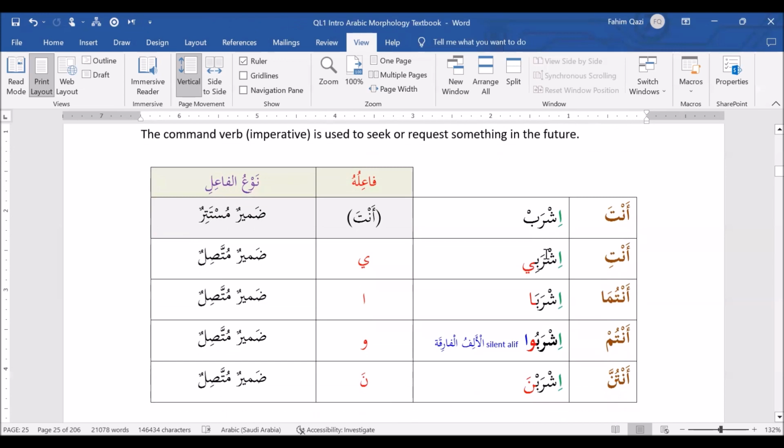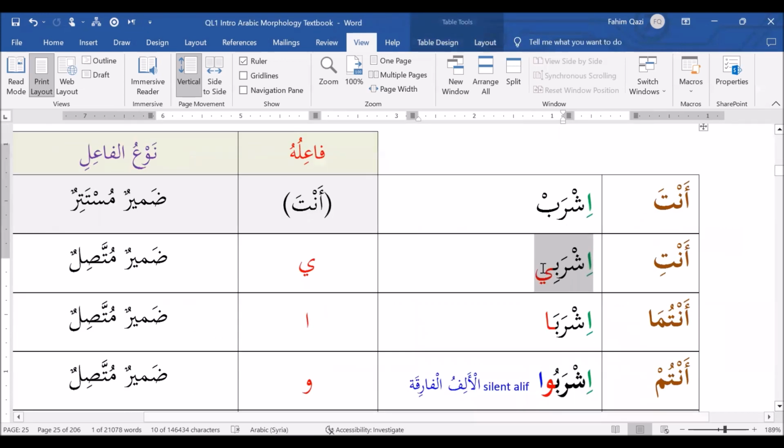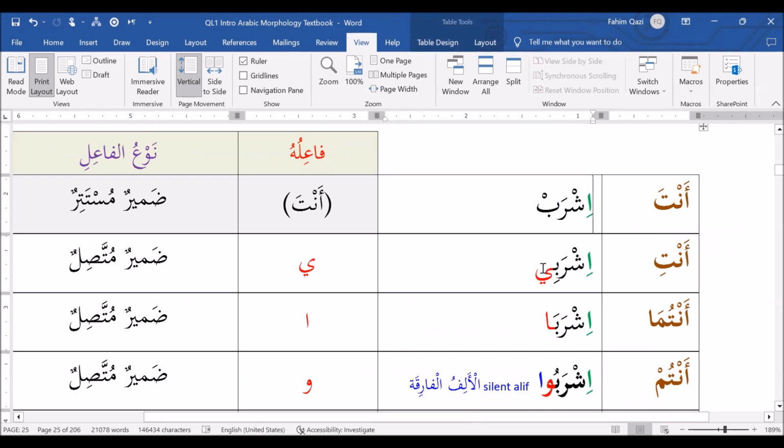For singular feminine, you say ishrabi, and the fa'il is, as usual, in red, and it's dhamir muttasil. So the fa'il for anti is dhamir muttasil. The ya literally is the fa'il, and it has the same meaning as anti. You can think of ya as the connected version of anti. The ya is a dhamir muttasil, connected pronoun, whereas anta is not mentioned. It's understood, it's implied. There's no red here.